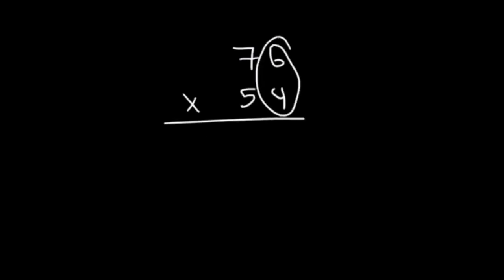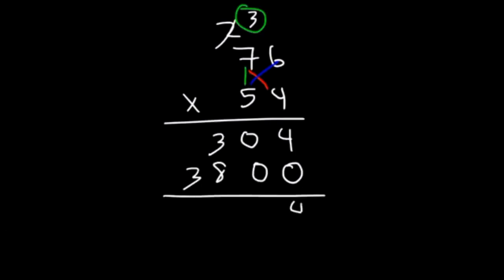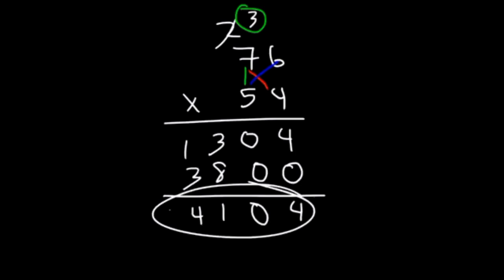But now let's confirm that answer by multiplying these two numbers. So 6 times 4 is 24, carry over the 2, and then 7 times 4 is 28 plus 2, that's 30. Now we need to add a 0. 5 times 6 is 30, so we're going to add a 3, and then 5 times 7 is 35 plus 3, that's 38. Now let's add 4 plus 0 is 4, 0 plus 0 is 0, 3 plus 8 is 11, carry over the 1, 3 plus 1 is 4. So we get the same answer, 4,104.